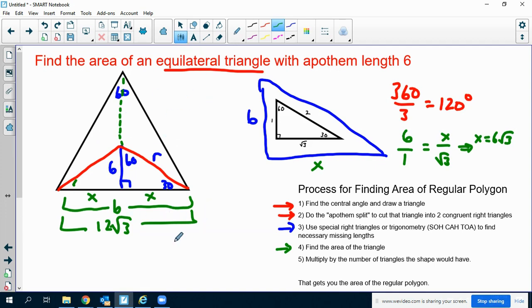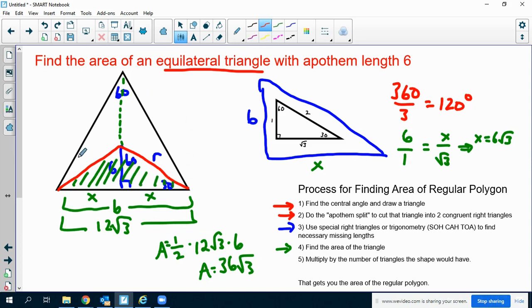So I'm going to find the area of that triangle, 1/2 times base, which is 12 root 3. Sorry about that. 1/2 times 12 root 3 times the height, which is 6. So 12 times 6 is 72, and then divide it by 2, you get 36 square root of 3. That's the area of this triangle.